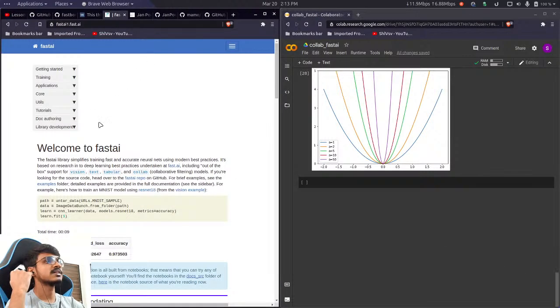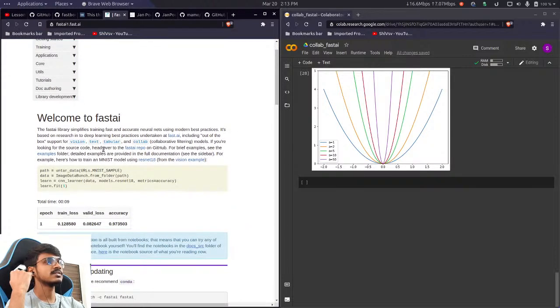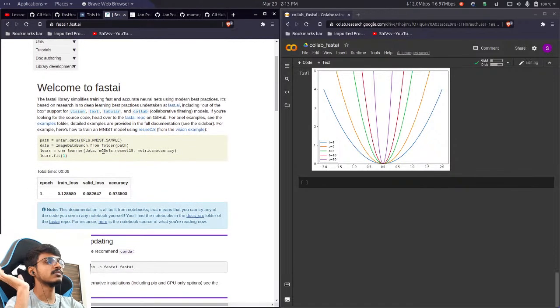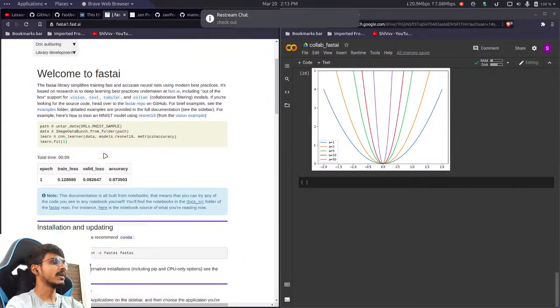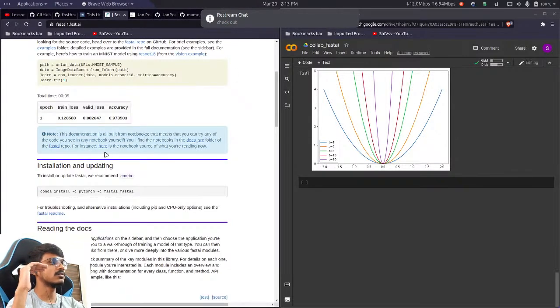And this fast.ai course is structured in a way that it doesn't use a bottom-up approach. It doesn't go into the details very much. It doesn't start from the mathematics background. It starts from the top.